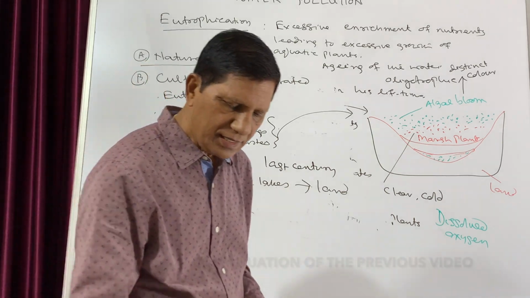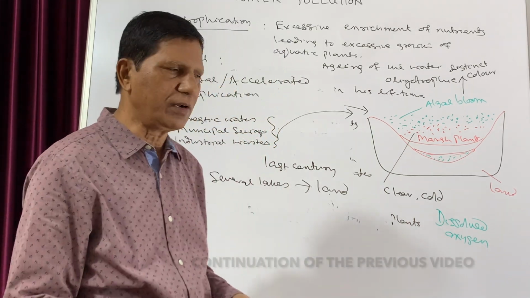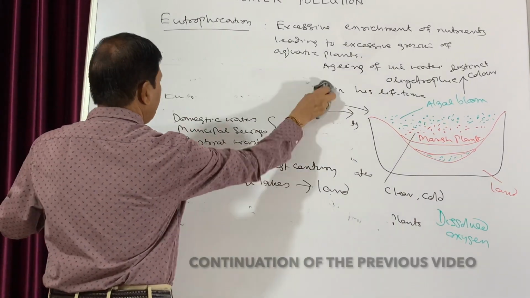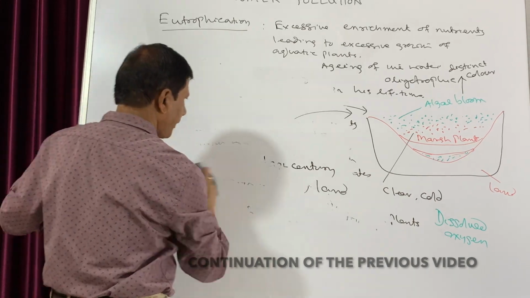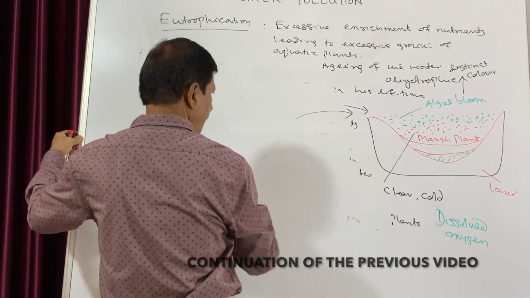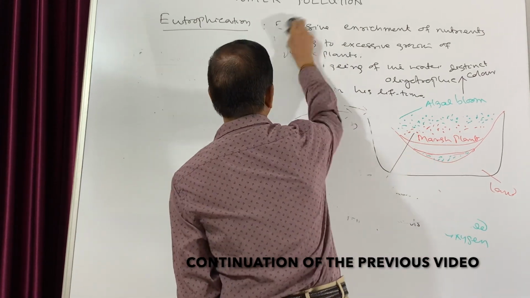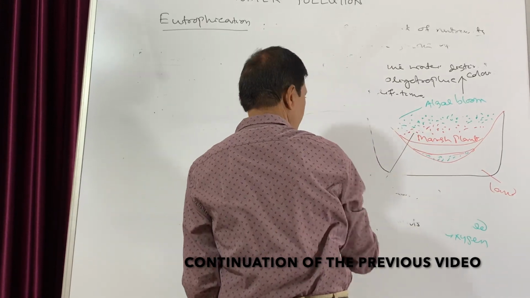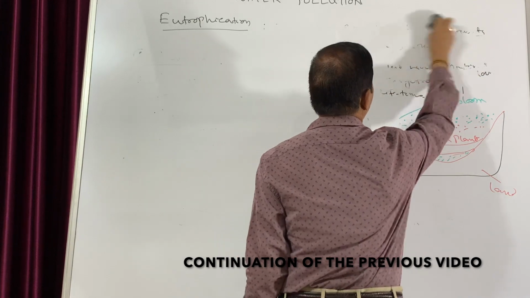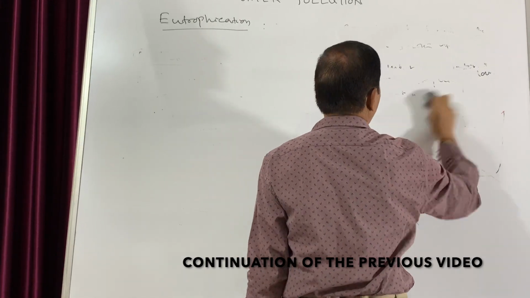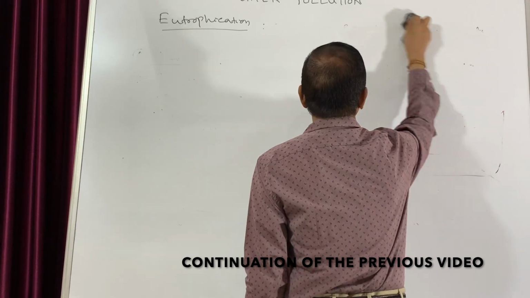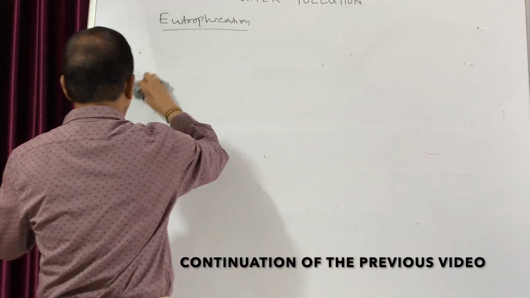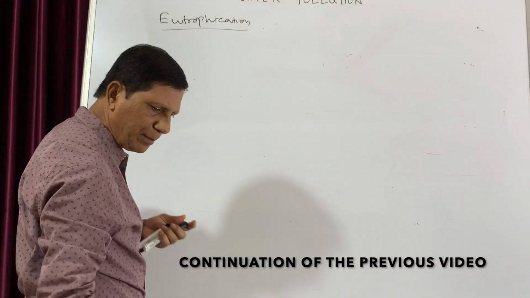Then let us discuss the second aspect of this water pollution, that is biomagnification. That is equally important, like the eutrophication. So biomagnification is also known as bioaccumulation, or biological amplification.